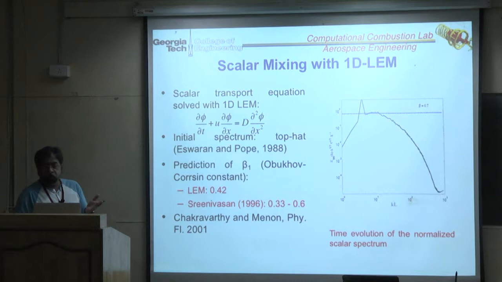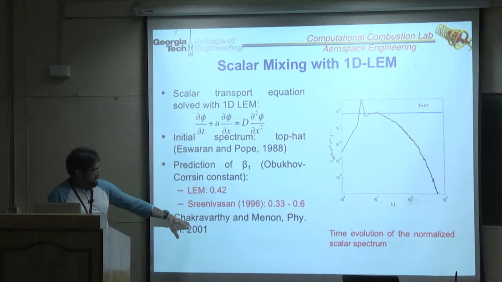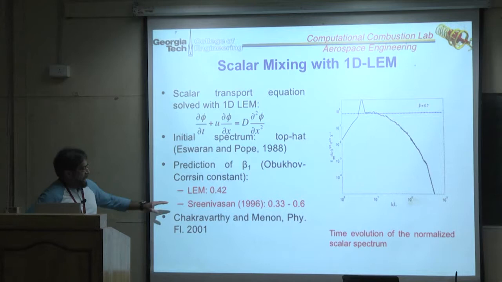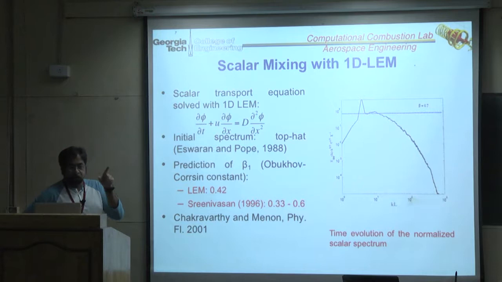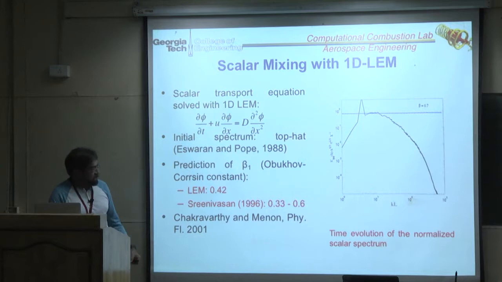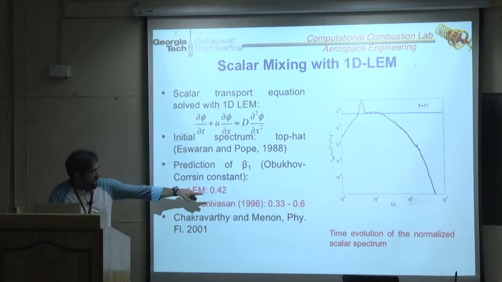Like Kolmogorov predicted the turbulence spectrum, Obukhov and Corrsin predicted the scalar spectrum, and it has a certain power law. Based on that, there's a paper by Chakravarthy and Menon a long time ago where we showed that we can match the experimental values and also predict the Corrsin spectrum coefficient. Like the Kolmogorov spectrum has a coefficient, if you remember, 2.5 or, you know, the C in front. Similarly, there's a coefficient beta for the Obukhov-Corrsin constant that has been predicted from experiments and lots of other studies to lie in that range. We predicted around 442, and you can see we are recovering the coefficient, the spectrum.